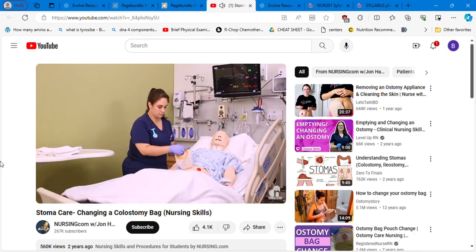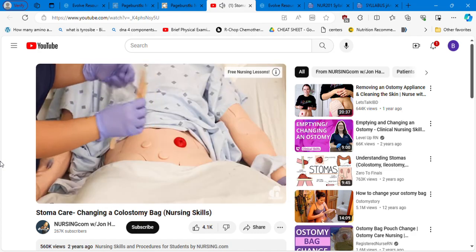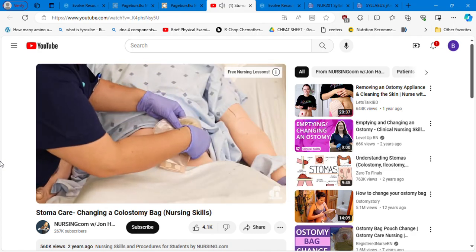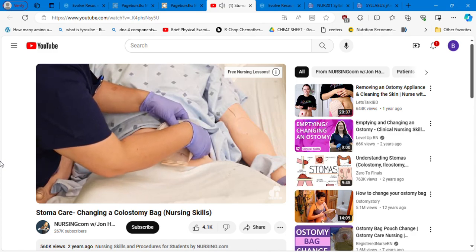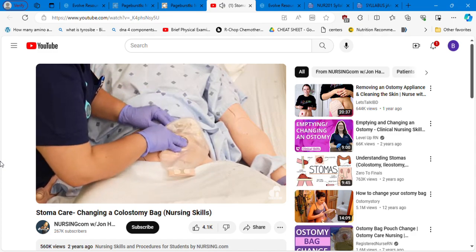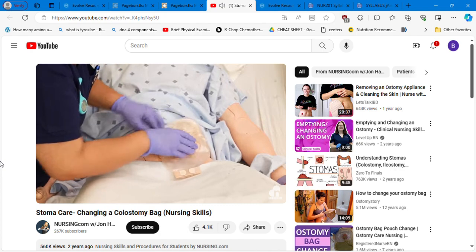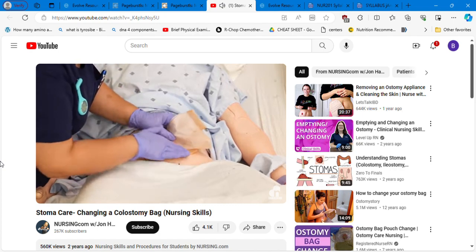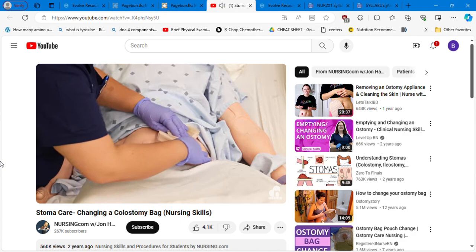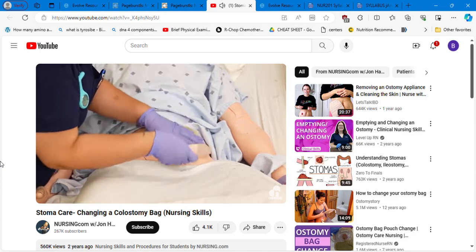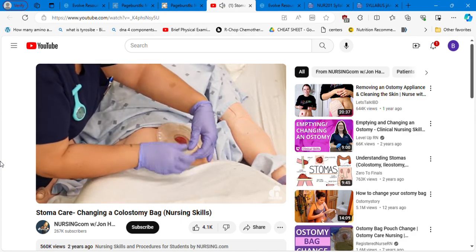If you need to, apply skin prep or barrier to the skin around the stoma, and then remove the backing from the wafer and apply it to the skin with the stoma in the center of the hole. Now, for patients who've had a stoma for a long time, they may have a preference of which angle they would like their bag going. Some of them like it going straight down, some of them like it going off to the side. So just make sure you talk to your patient about that.